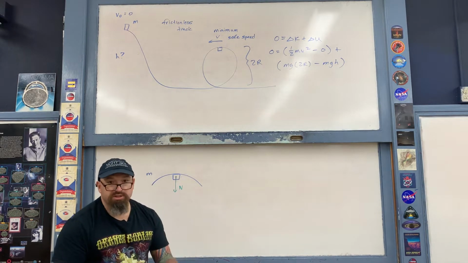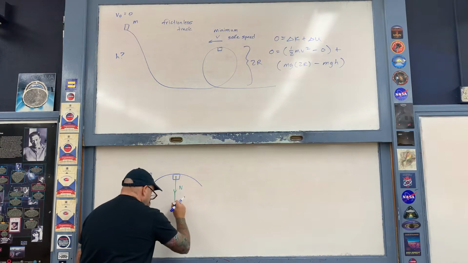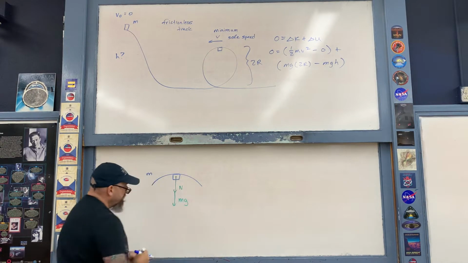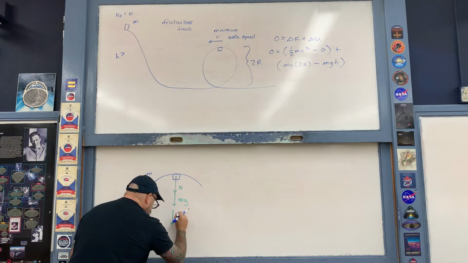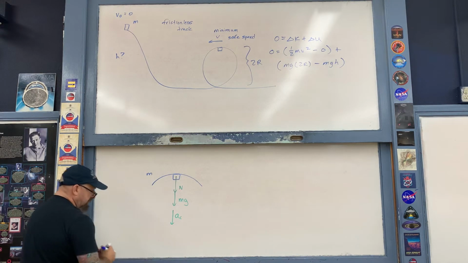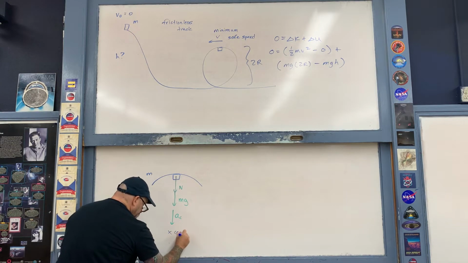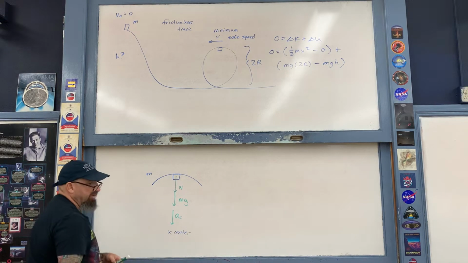And then of course, in addition to that, we have the cart's weight, straight downwards, mg. Both of these forces here in the radial direction point in the same direction as the centripetal acceleration vector, a sub c, which is inwards towards the center of the circle, which is down here in the diagram like so.